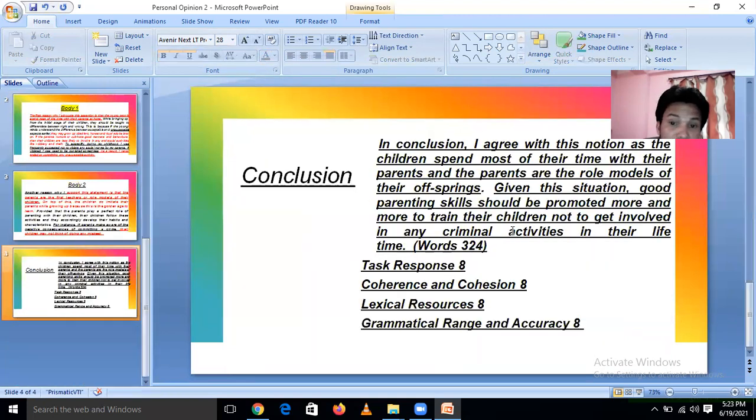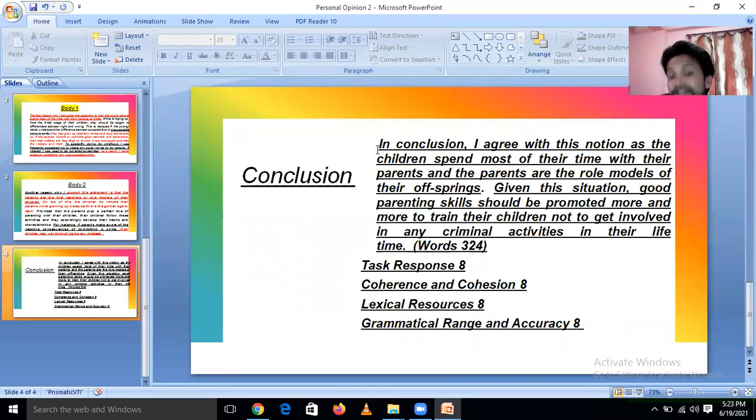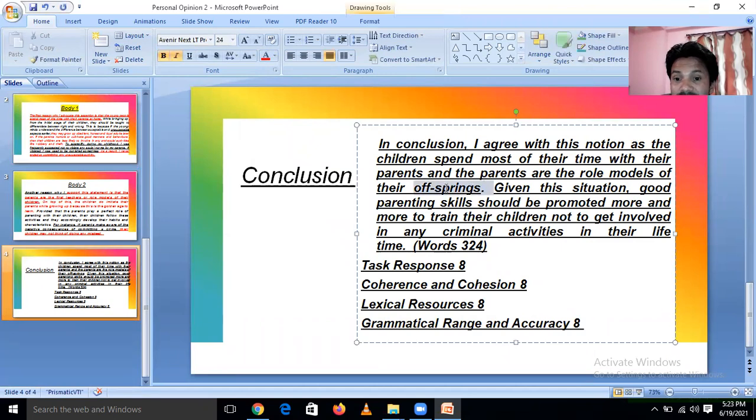Now let's conclude what you did. Okay. In conclusion, I agree with this notion, with this opinion, as the children spend most of their time with their parents, and the parents are the role models of their offspring. The main points, this is all restatement.